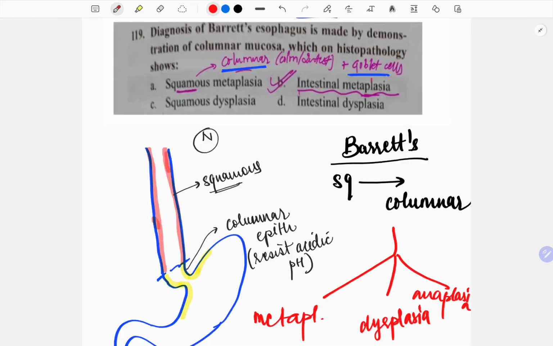Now let's do Barrett's esophagus. I have merged these two topics. So 2 questions have been asked. The diagnosis of Barrett's esophagus is made by demonstration of columnar mucosa. In the histopathology, what will it show? See, it will show intestinal metaplasia.